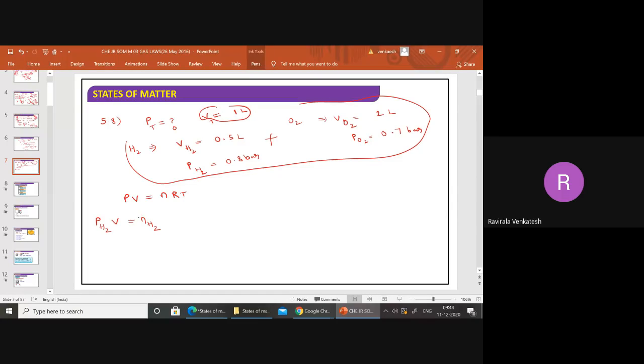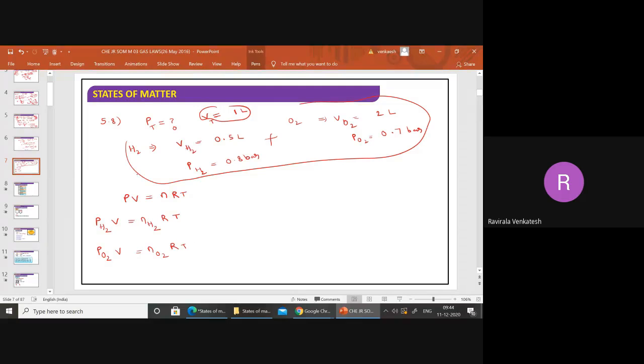Next, what happened here? R is constant. Temperature, I think, also constant. No problem. V is 1 actually. V is equal to 1. So we can put that one over. Similarly, I can take pressure of what happened? Oxygen. Volume, number of moles of oxygen, again R and T.